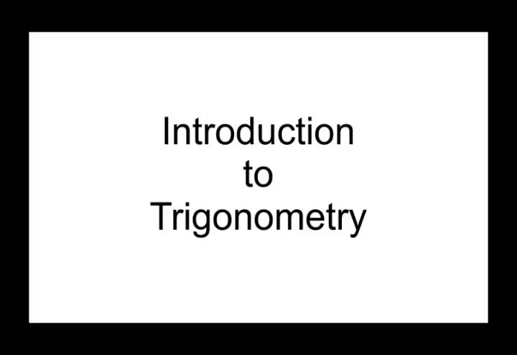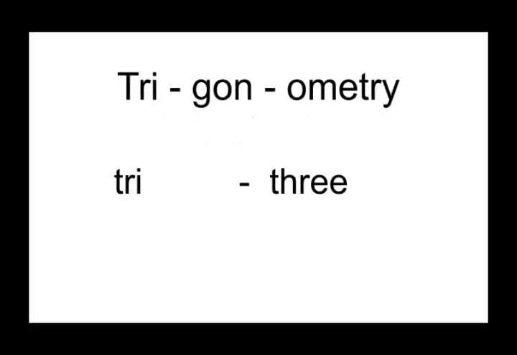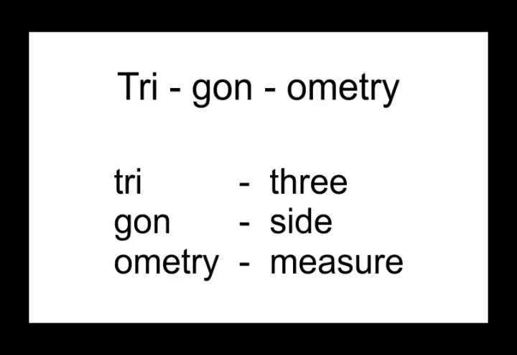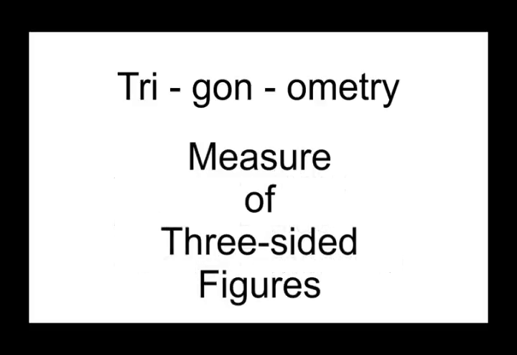Trigonometry is all about one particular geometric shape. What shape is that? We can get a clue from the word itself. Tri means 3, gon means side, and metry means measure. So we have the measure of three-sided figures. You might conclude from that trigonometry is, first and foremost, about triangles, and you'd be wrong.